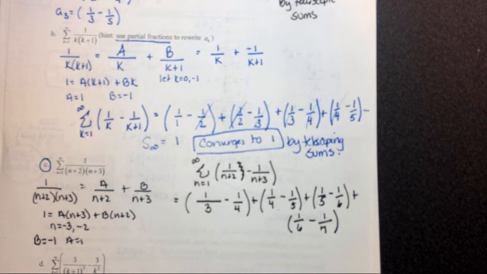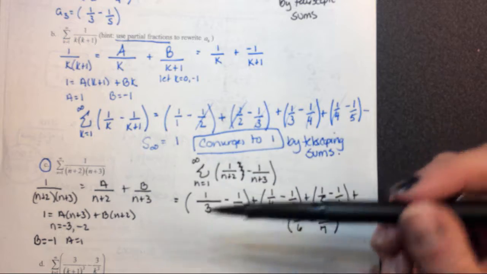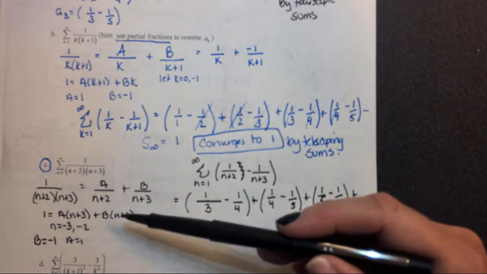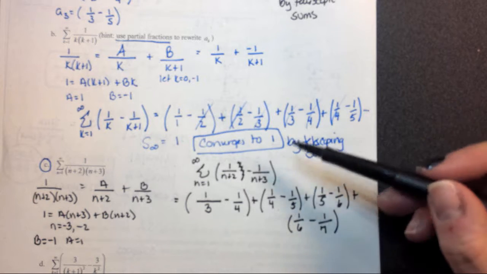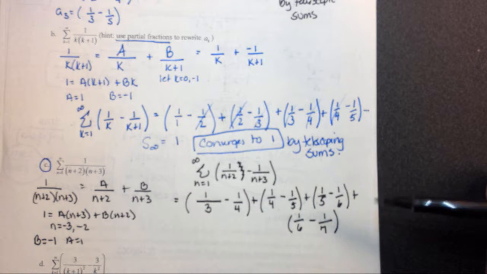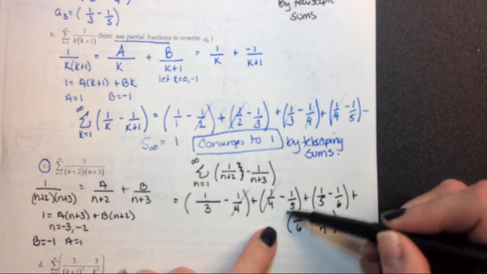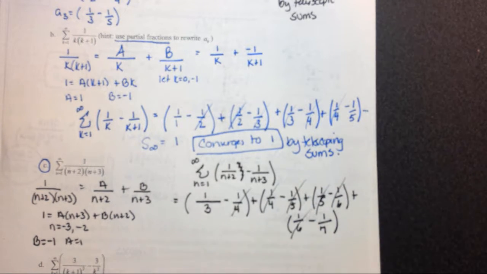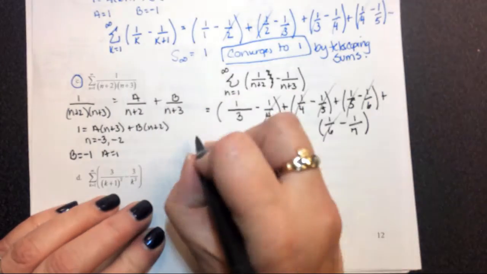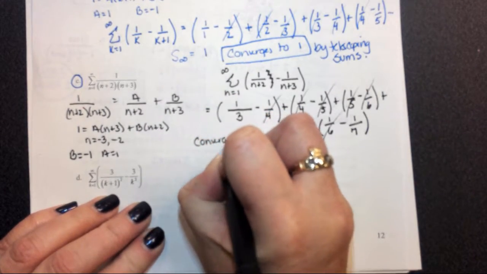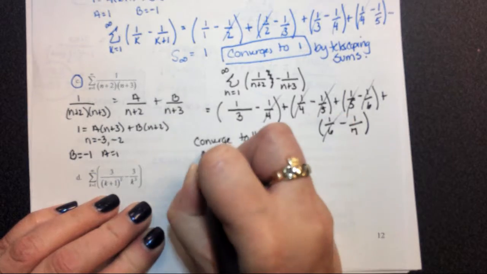When I did my partial fraction decomposition, first of all, I ended up with 1 over n plus 2 minus 1 over n plus 3. So then when I wrote out the first 4 terms, notice my 1/4 will go away, my 1/5 will go away, my 1/6 will go away, and I know eventually my 1/7. So what's the only term that's going to remain? 1/3. So it is going to converge to 1/3 by your telescopic sum.